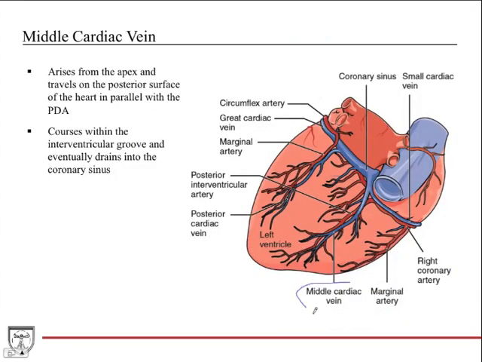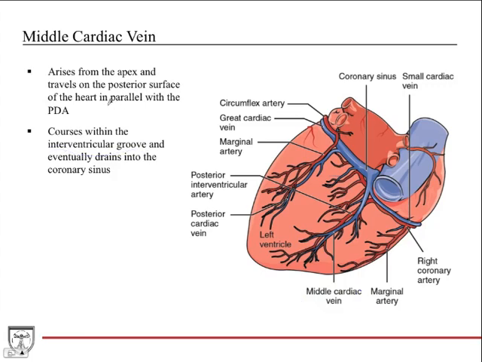The middle cardiac vein. So the middle cardiac vein is found on the posterior surface. It arises just with the PDA. It's going to travel in the opposite direction. So the PDA is going down inferior to provide the blood supply. The middle cardiac vein is actually draining all that blood supply and coming back up and goes straight into the coronary sinus. And it courses in that interventricular groove while it's on its way to drain into the coronary sinus.